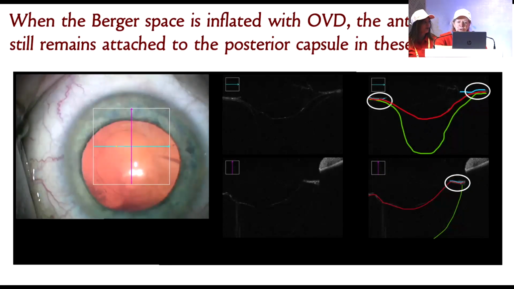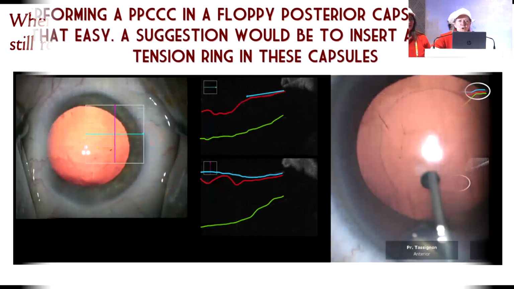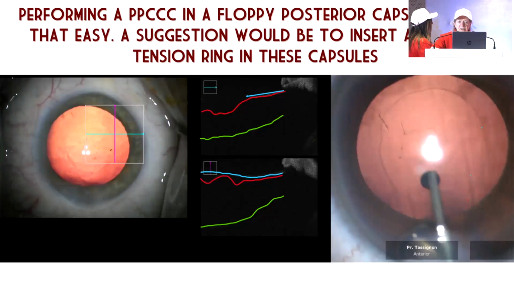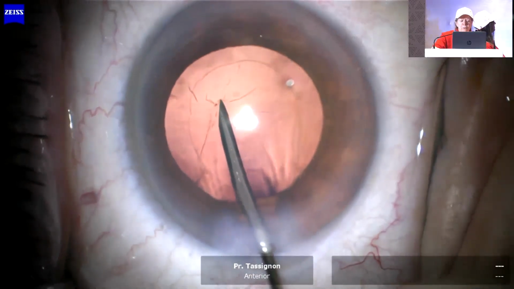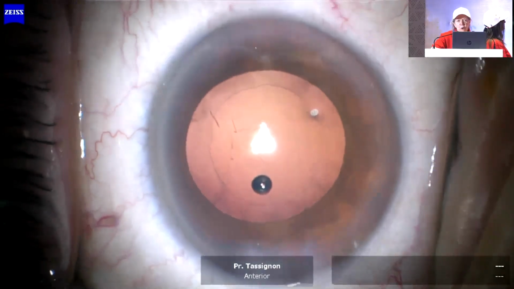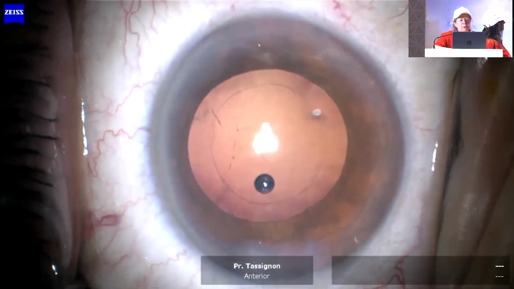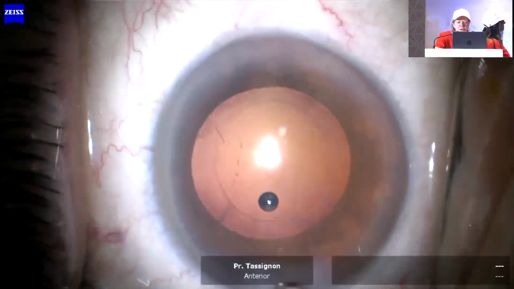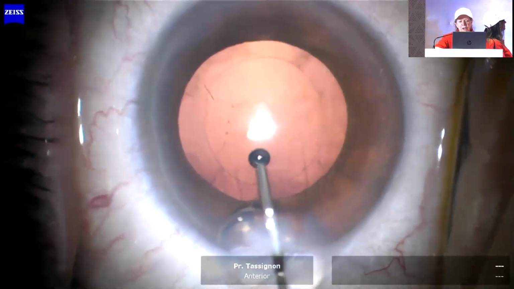When you separate the green from the red, so the anterior hyaloid from the posterior capsule, in normal eyes, the ligament of Wieger is still there. But if you have a detachment, like in this case, the green is far away from the red, so the anterior hyaloid is far away from the posterior capsule, then you will have a floppy posterior capsule, and it is a little bit more difficult to drag the posterior capsule in order to make the opening.